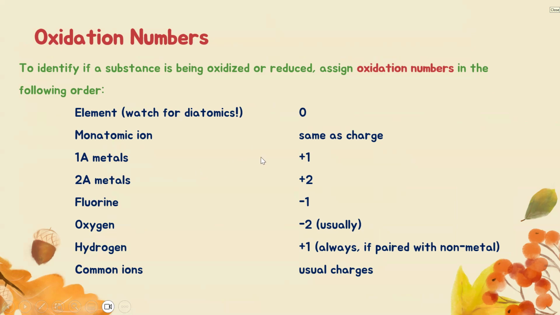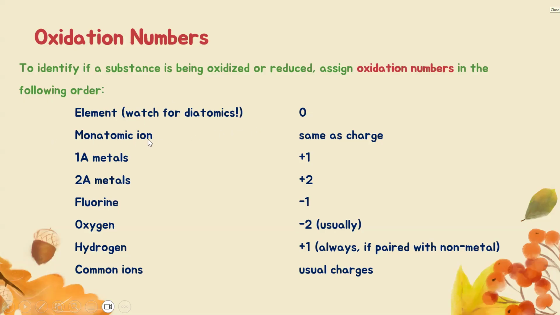So then how do we figure out what's being oxidized and what's being reduced? Well, we use something called oxidation numbers. We assign oxidation numbers in the following order. This is a hierarchy and you must do them in this order. First of all, elements are assigned an oxidation number of 0, period, done. Elements in their elemental form. You are again going to watch for diatomics.